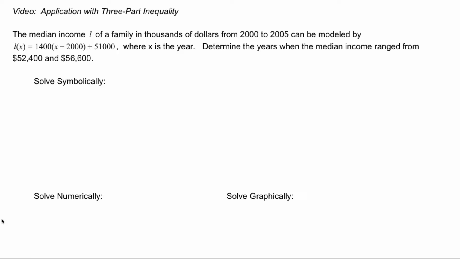We're going to look at this word problem. The median income, L, of a family in thousands of dollars from 2000 to 2005 can be modeled by the function L of x equals 1400 times x minus 2000 plus 51,000, where x is the year. Determine the years when the median income ranged from $52,400 and $56,600.